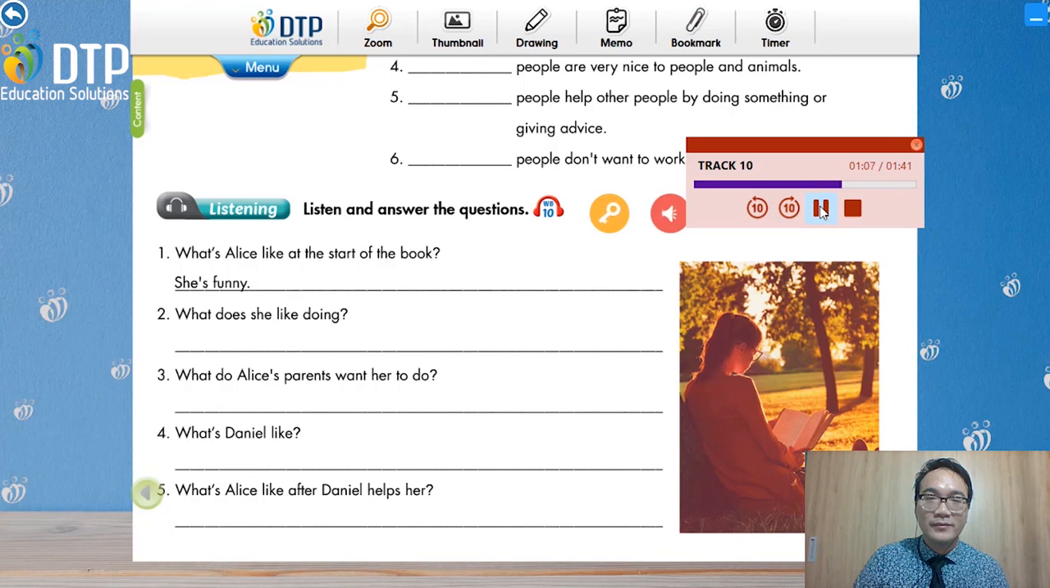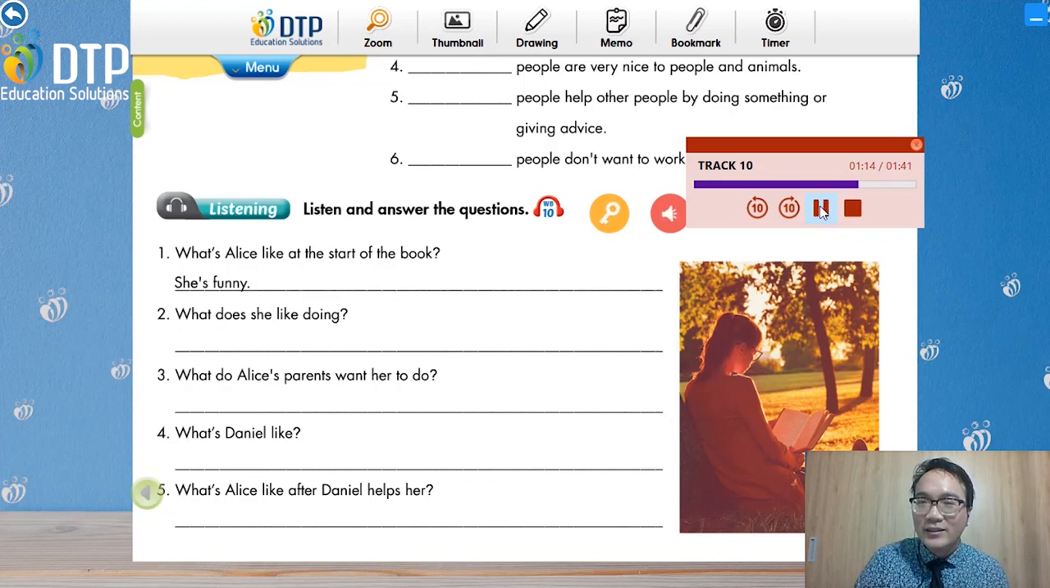I read a book called Alice, I think. It's about a girl named Alice, her parents, and her friends. She is funny. So the first question, what is she like? At the start, she is funny. You get that?